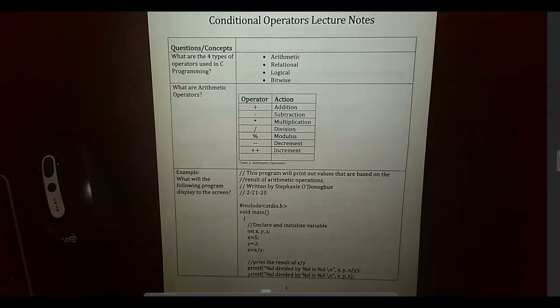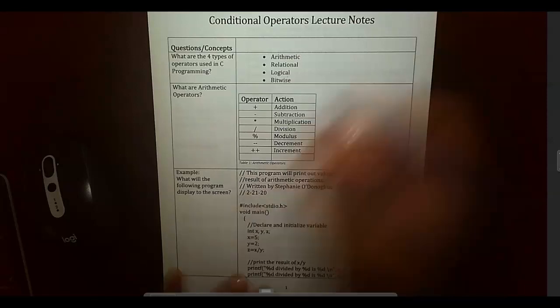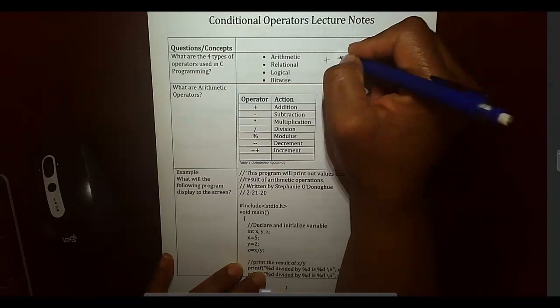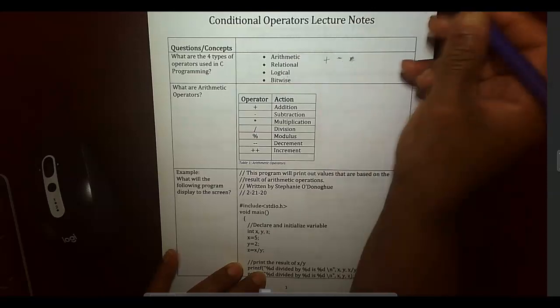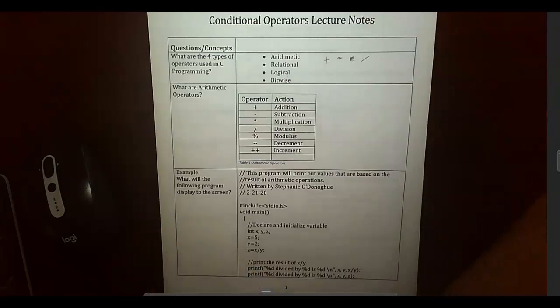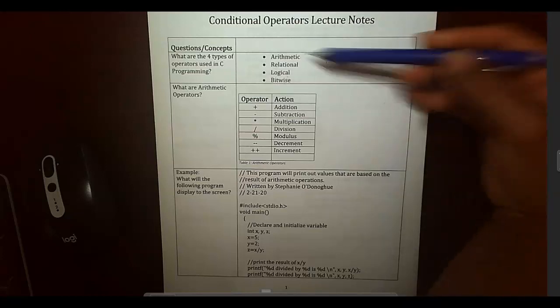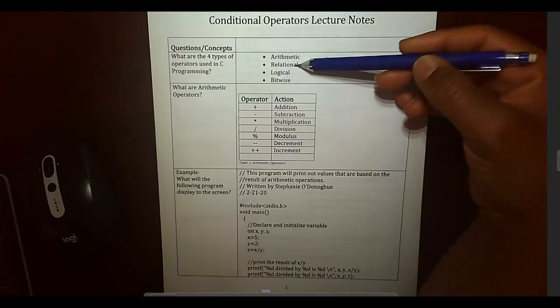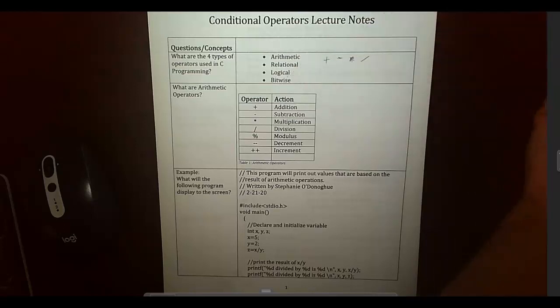Okay, so the first thing I want you to think about are the type of operators that you use in just regular math or in algebra. When we think about those operators, there are addition, subtraction, multiplication, and division. Well, in C, there are also operators, and there are four main types that we use: arithmetic, which are the same ones you use in math, relational operators, logical operators, and bitwise operators.